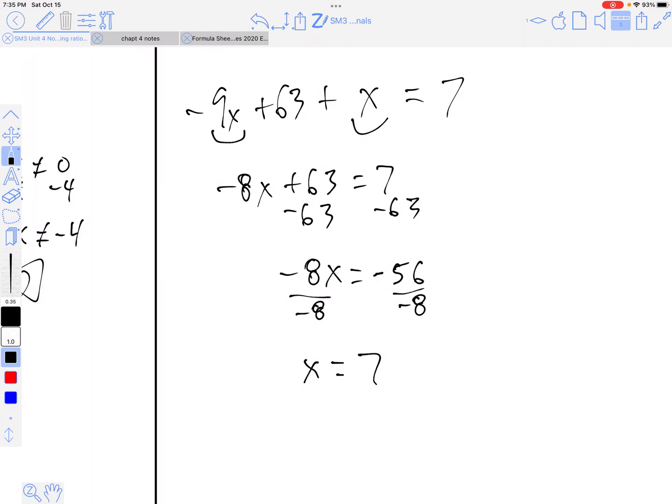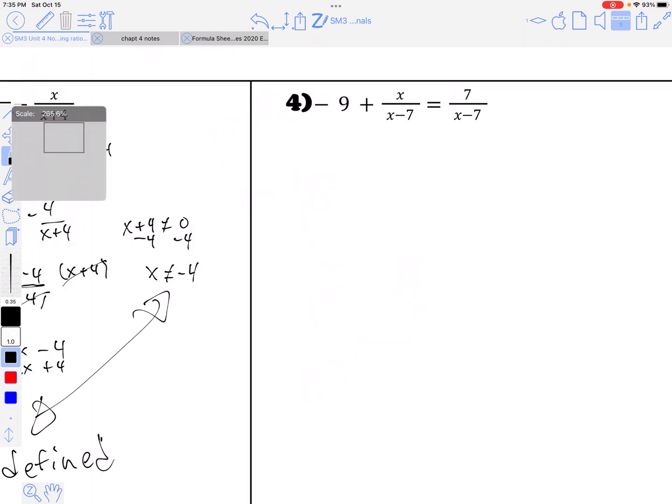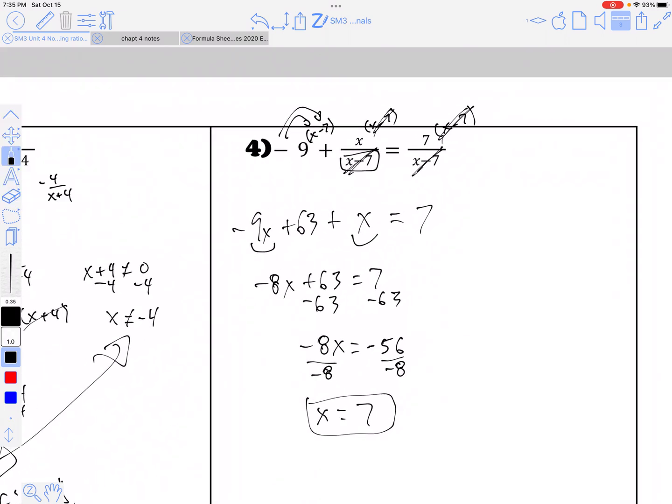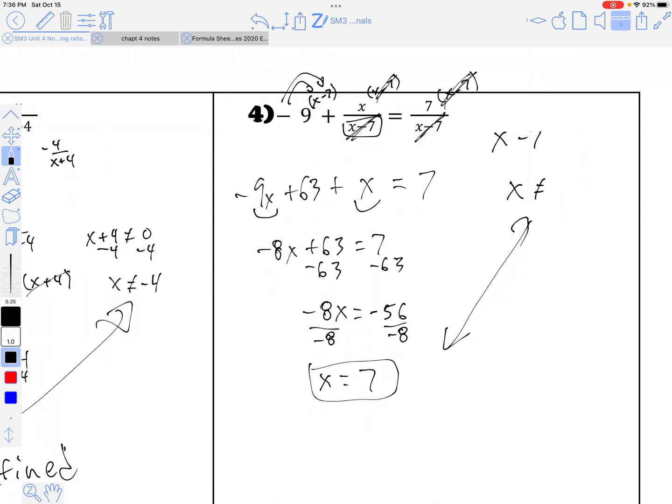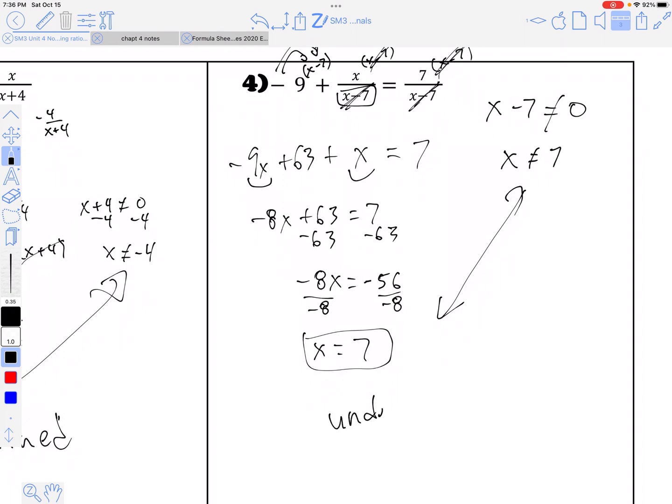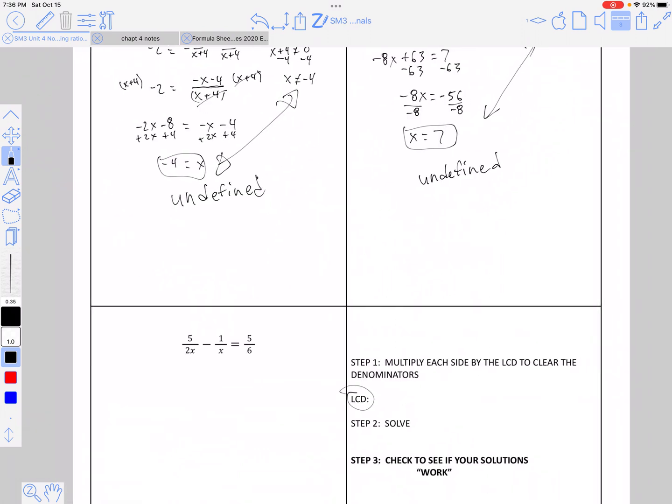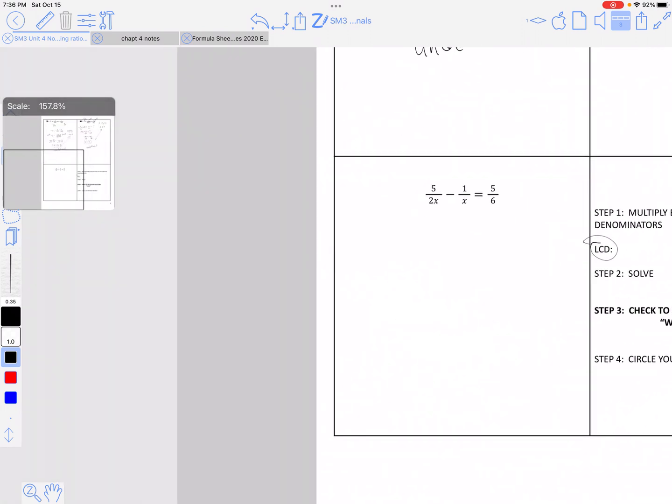7, alright. Woohoo. But this is an issue, right? The denominator cannot become 0. And if you plug in a 7 there, 7 minus 7 equals 0. So x cannot be 7. So, undefined. No solution here. Alright, one more. Let's take a look at it.